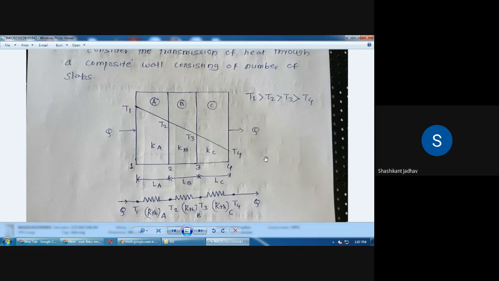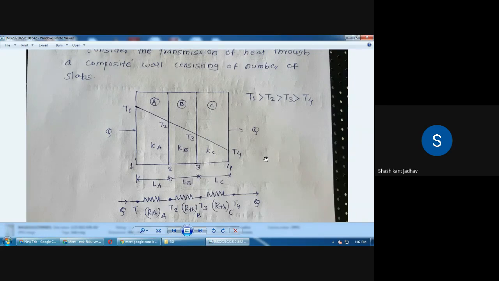That is, heat transfer rate is Q at the inlet, and then heat transfer at the outlet is Q. Okay, then the temperature distribution for the first layer is in between T1 and T2. And what is the resistance? That is the thermal resistance for the layer A. Then similarly for resistance 2, that is thermal resistance for B, and the temperature range is T2 and T3. Similarly for the layer C, the resistance is the thermal resistance for C, and the temperature range is T3 and T4.